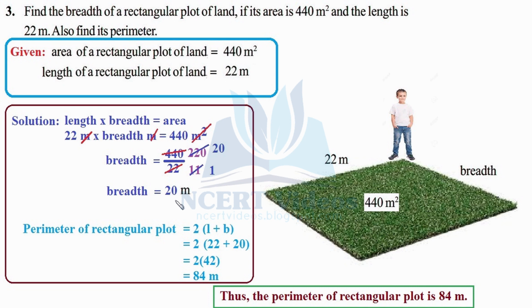Now we can only deduce this thing from the given piece of information. By doing so, we have found breadth. The first part is solved. Therefore this measure is 20 meter. Now we have to find the perimeter.